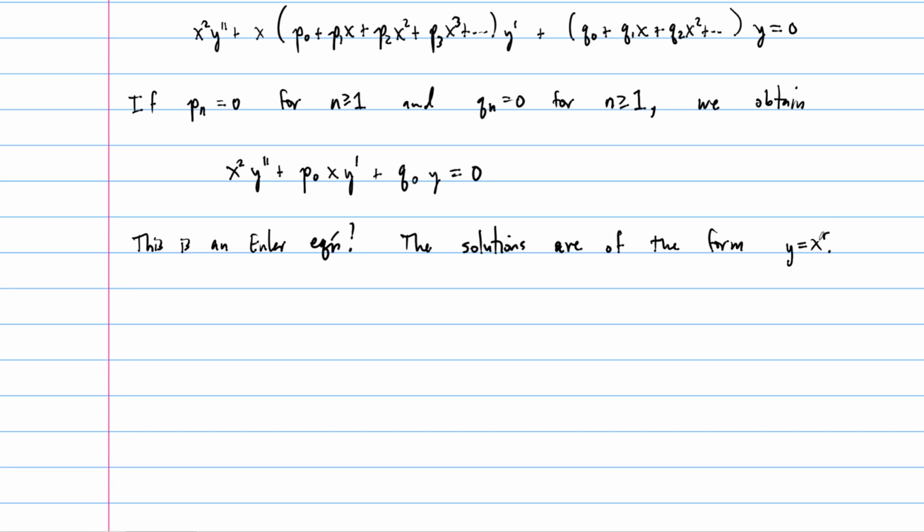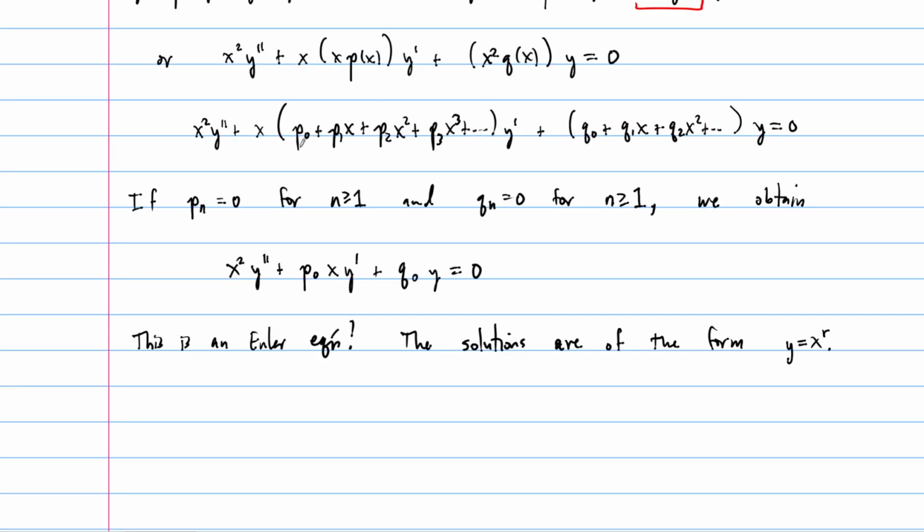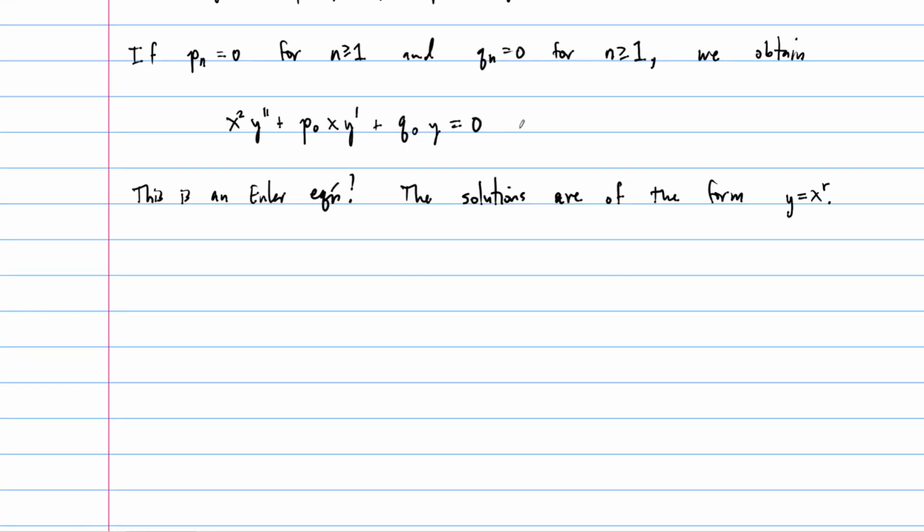For some r, that solves the Euler equation where we have ignored all of the other terms of these power series. That's obviously not going to be the correct answer, but what we can do then is regard these coefficients as what our text calls the Euler coefficients of our differential equation.